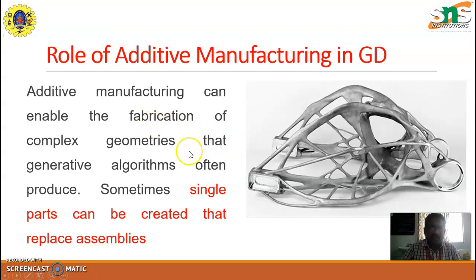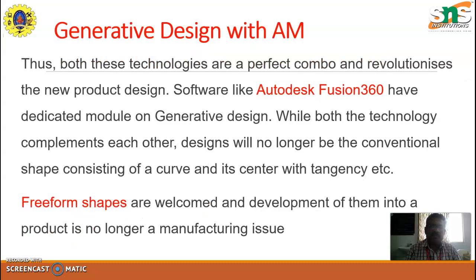Now, the role of additive manufacturing in generative design is that it can enable the fabrication of complex geometries that the generative algorithms often produce. Sometimes single parts can be created that replace assemblies. So your DFMA, design for manufacturing and assembly, is also taken care of, where we try to bring down the number of parts in an assembly and make it into a single part. This brings down the total cost of the product. Thus both these technologies are a perfect combination and revolutionize new product design.